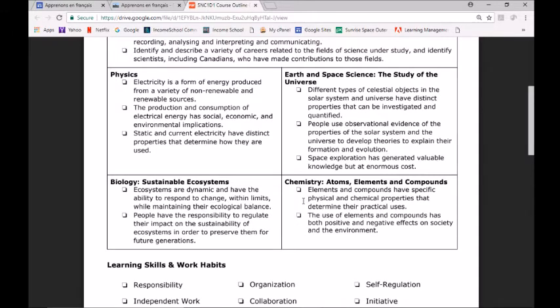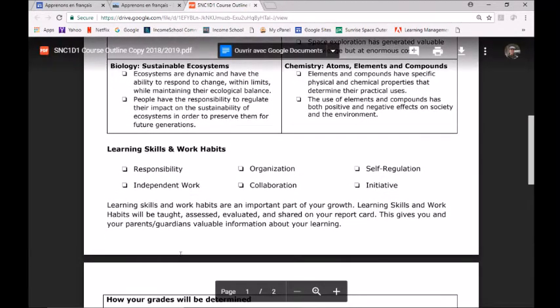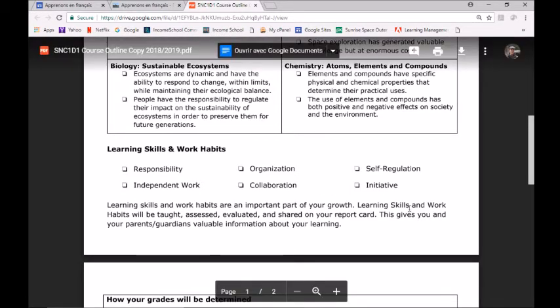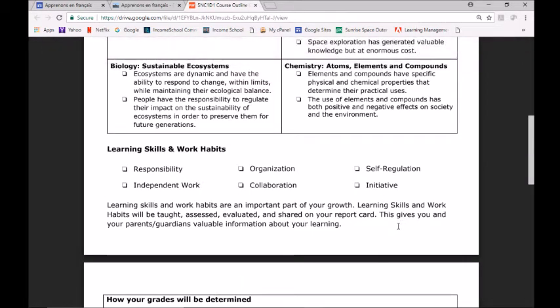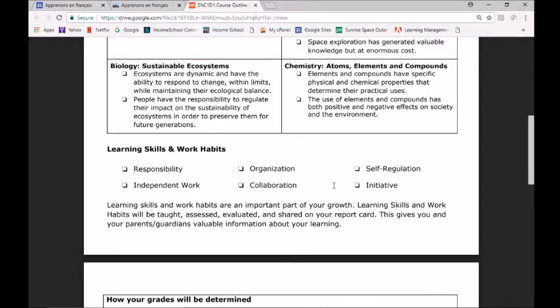Throughout the course, we'll focus on 6 learning skills, and learning skills and work habits are an important part of your growth. Learning skills and work habits will be taught, assessed, and evaluated and shared on your report card. This gives you and your parents or guardians valuable information about your learning. Now the 6 that we will consider are responsibility, independent work, organization, collaboration, self-regulation, and initiative.